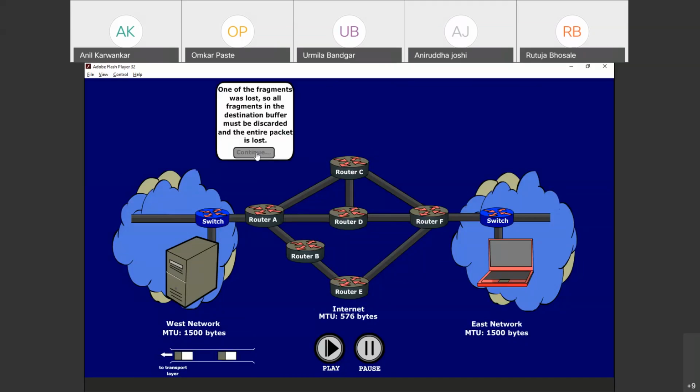One of the fragments is lost now for the router C. So all the fragments in the destination buffer must be discarded and the entire packet is lost, because only two fragments are received.